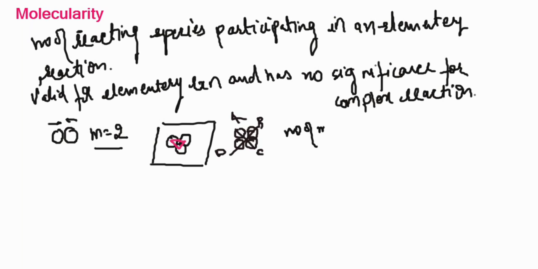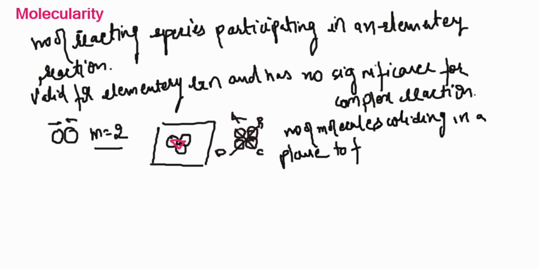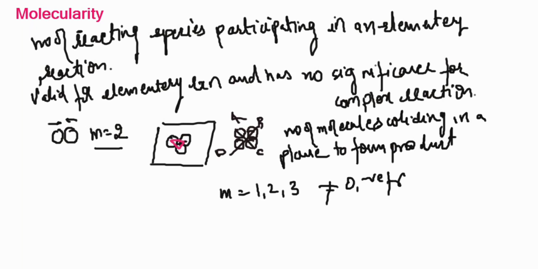It is the number of molecules colliding in a plane to form a product. Now we can say molecularity could be 1, 2 and 3. It is not greater than 3, because a maximum of only 3 molecules can collide in a single plane. So this is the definition of molecularity. It is never observed greater than 3. It can never be 0, negative or fractional. It could be only 1, 2 or 3.